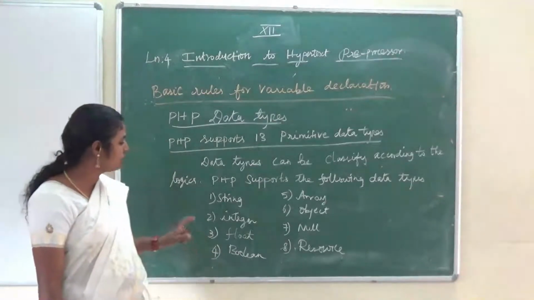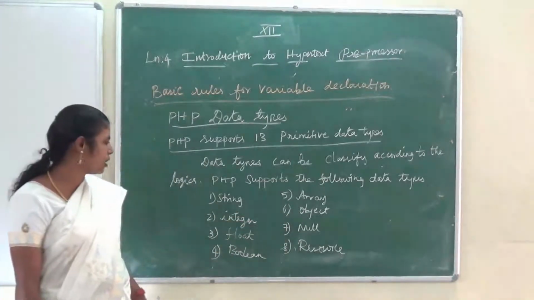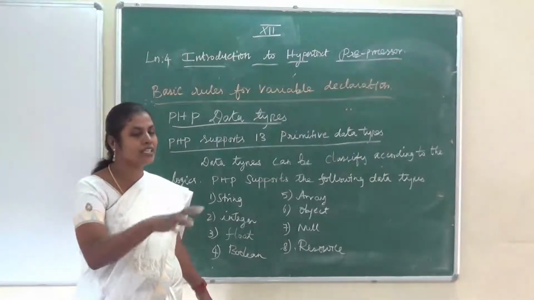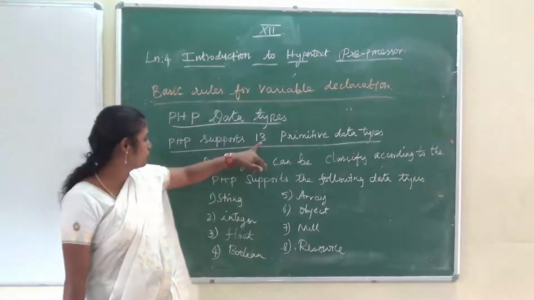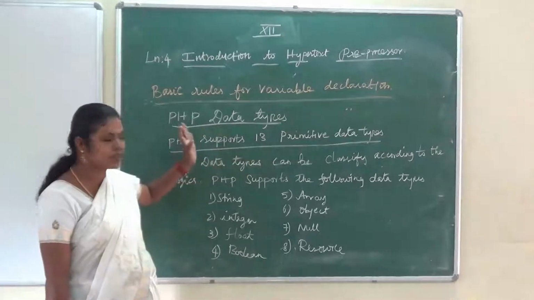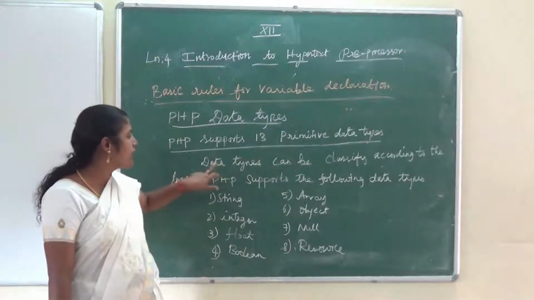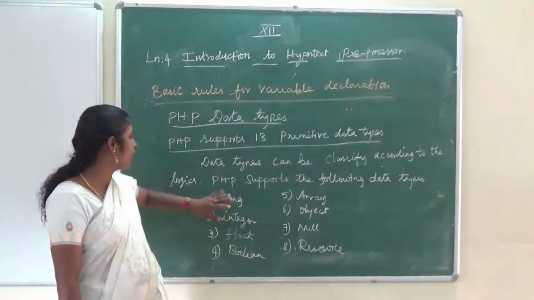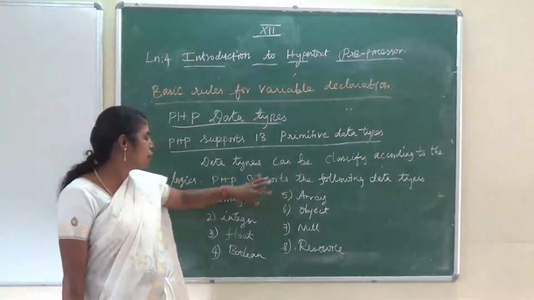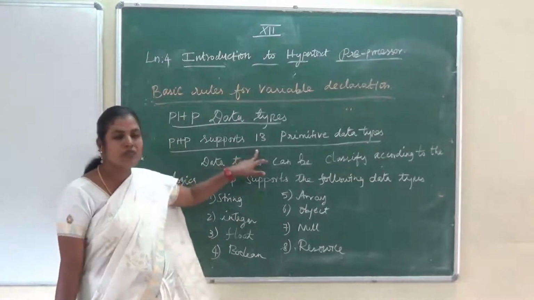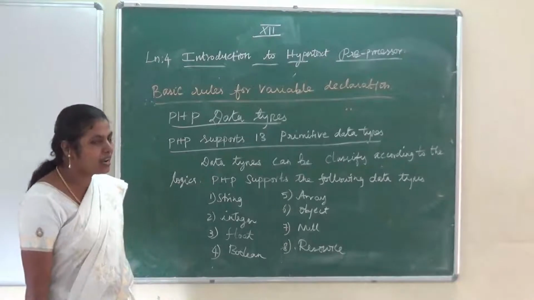Here, which are the data types we are newly studying? Object, null, resources. These are the new data types we are studying in the PHP server-side programming language. In total, how many data types are available in PHP? 13 we have. They are classified based on logics only. PHP supports the following data types. Totally how many do we have? 13. But how many have they given in our portion? 8 they have given in our portion.